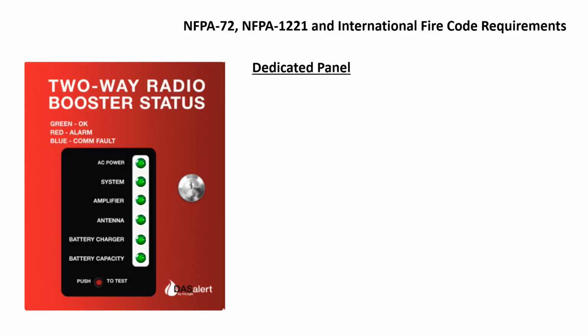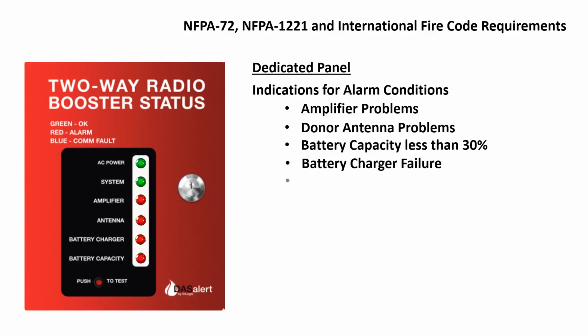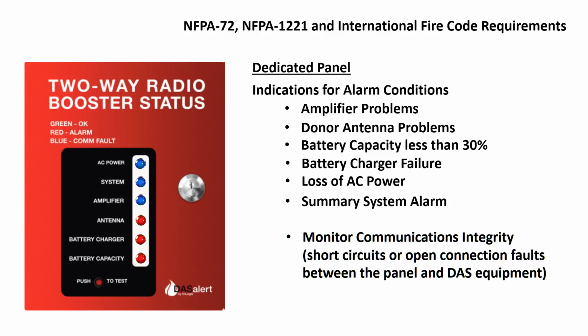It can't be part of an existing fire alarm panel. It must be totally dedicated to monitoring your equipment. It must have visual and labeled indications for each component and overall system status. This includes the bidirectional amplifier, donor antenna, backup battery, battery charger, loss of AC power, and a summary alarm for any system malfunction to confirm communications integrity between our system and your hardware.